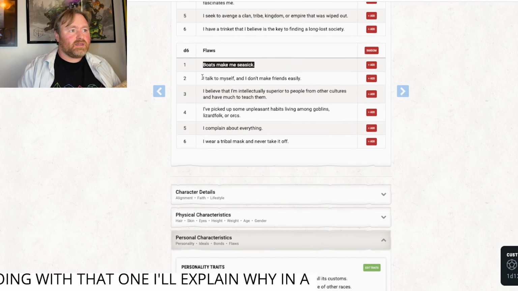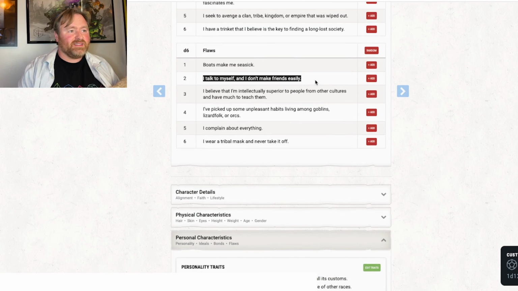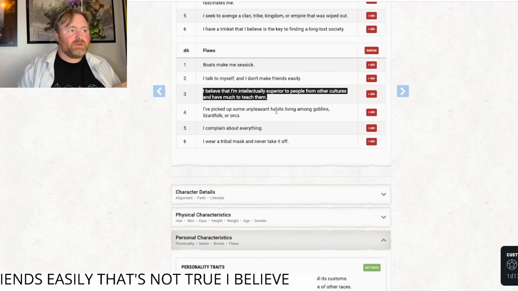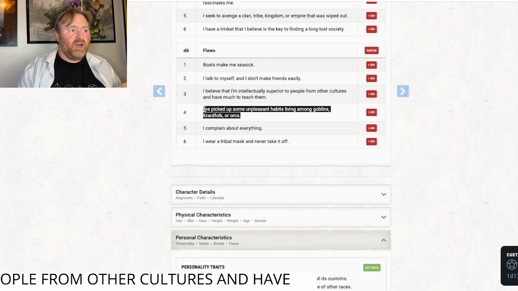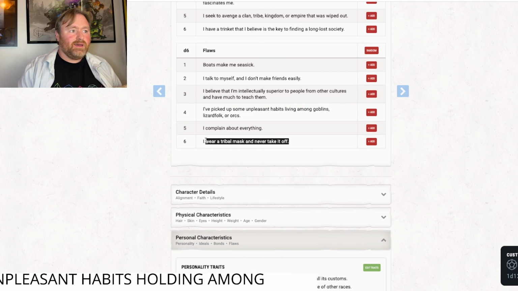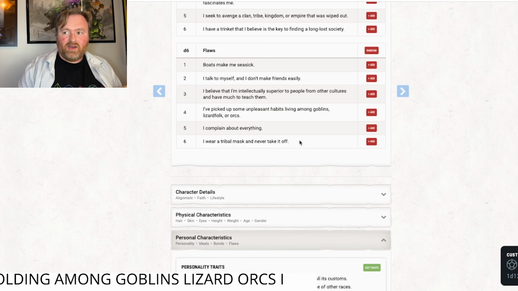Boats make me seasick. I talk to myself and don't make friends easily. That's not true. I believe that I'm intellectually superior to people from other cultures and have much to teach them. I picked up some unpleasant habits living among goblins, lizardfolk, or orcs. I complain about everything. I wear a tribal mask and never take it off.